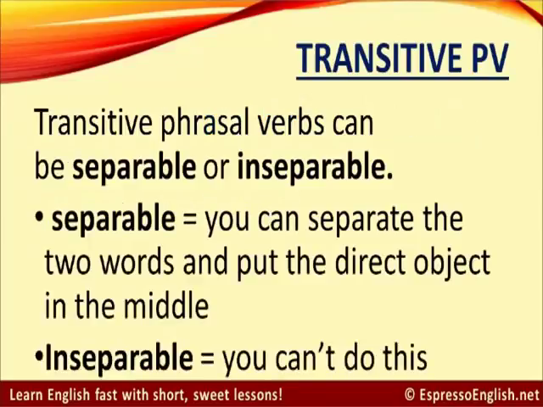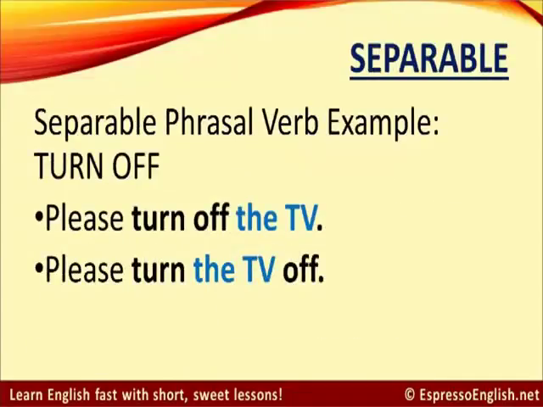Now there are 2 types of transitive phrasal verbs. They can be separable or inseparable. Separable means you can separate the 2 words of the phrasal verb and put the direct object in the middle. And for inseparable phrasal verbs, you can't do this. Here are some examples. Turn off is a separable phrasal verb. You could say, please turn off the TV, or please turn the TV off. Both ways are correct.